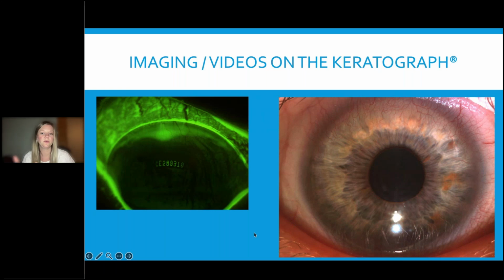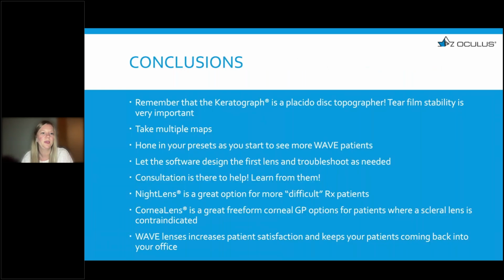Or if you have an issue with your fit and maybe you need help with consultation, you can always take great images with fluorescein of the lens on the eye. Then that way they can truly see exactly what you were seeing in your slit lamp. They can help you fine tune that as well. And also, you can bill for images on your Keratograph as well. So you can bill anterior segment photography with it. So that's one other little tool that the Keratograph can do for you besides just baseline topography.